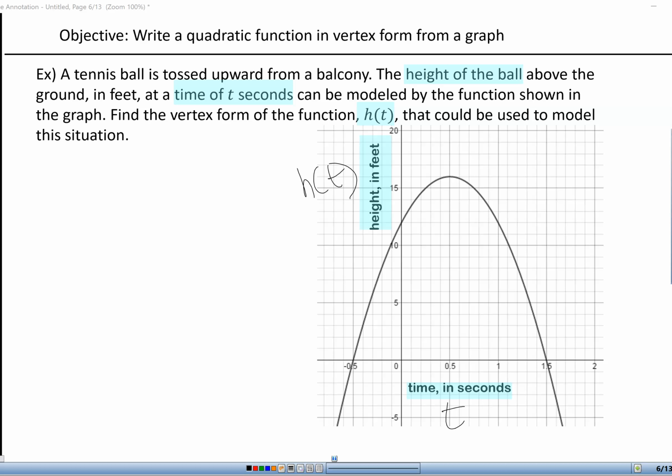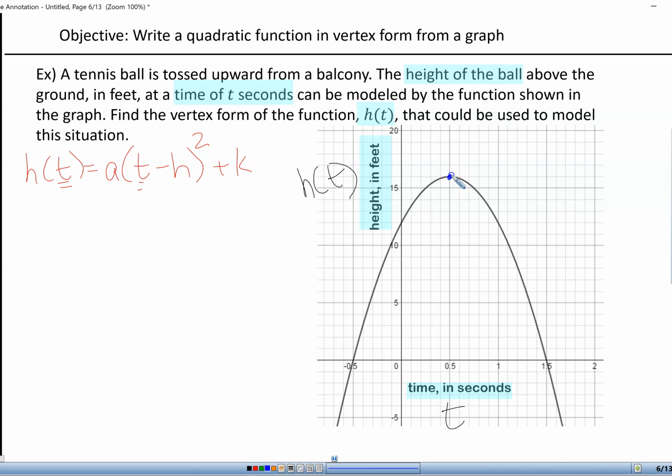So now we're going to start our process. It's a good idea to write the structure of your vertex form, which will start with h of t, not f of x. Still have a. Inside, instead of x, you'll have t, because this variable and this variable need to match. Still have minus h, still have quantity squared, still have plus k. So we'll figure out our h and our k.